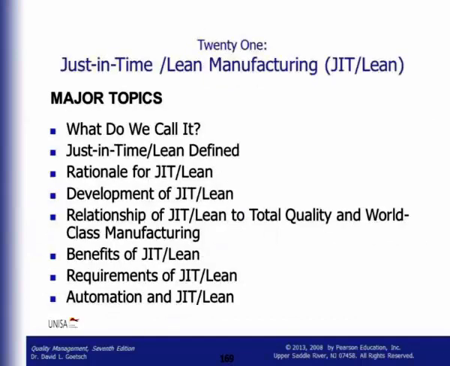We're now looking at Chapter 21, Just-in-Time, Lean, and a combination. So the major topics in this chapter are: Just-in-time, Lean defined, rationale for JIT and Lean, development of JIT and Lean, relationship of JIT Lean to total quality and world-class manufacturing, benefits of JIT Lean, requirements of JIT and Lean, automation of JIT Lean.